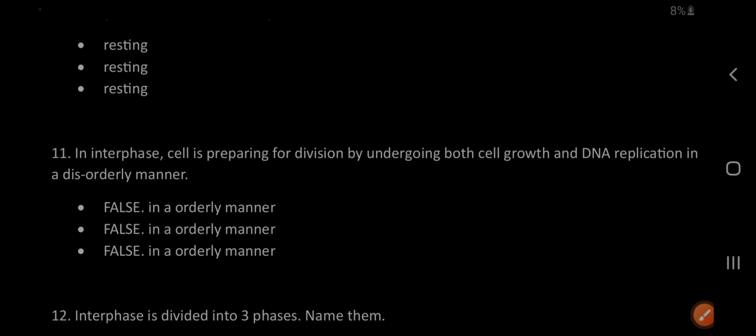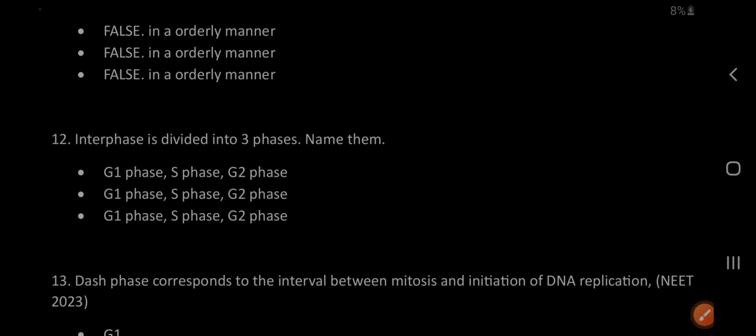disorderly manner. False. In an orderly manner. Interphase is divided into three phases. Name them: G1 phase, S phase, G2 phase.